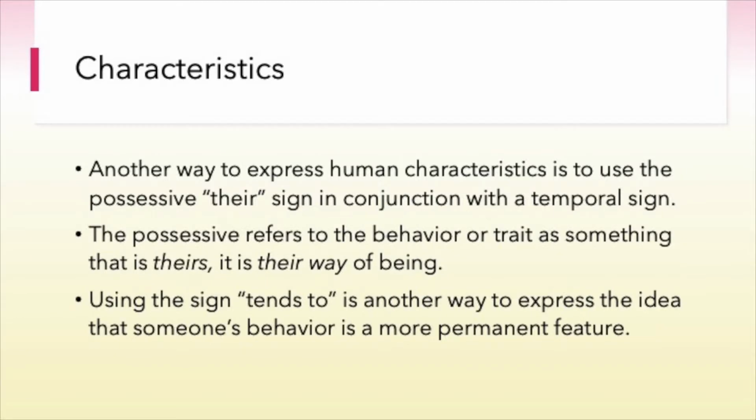Another way to express human characteristics in ASL is to use the possessive sign, their, in conjunction with the temporal sign. The possessive flat hand refers to their way of being or their way of doing things. You can also use the sign tends to express the idea that someone's behavior is more of a permanent feature.